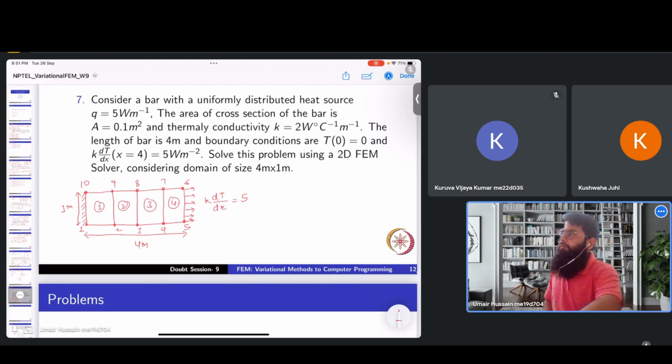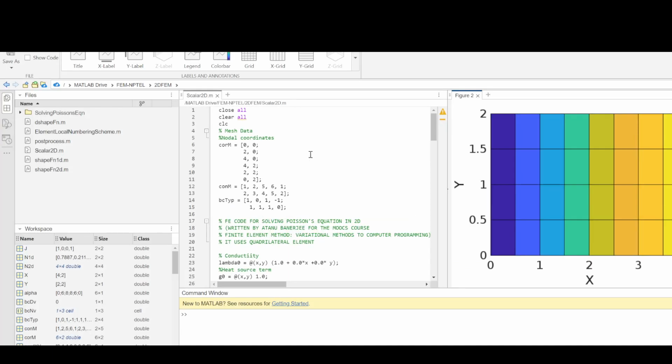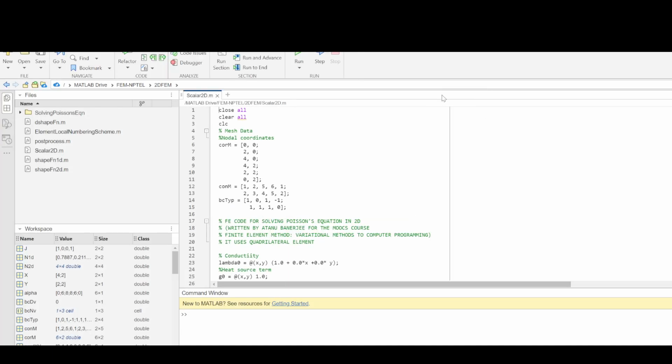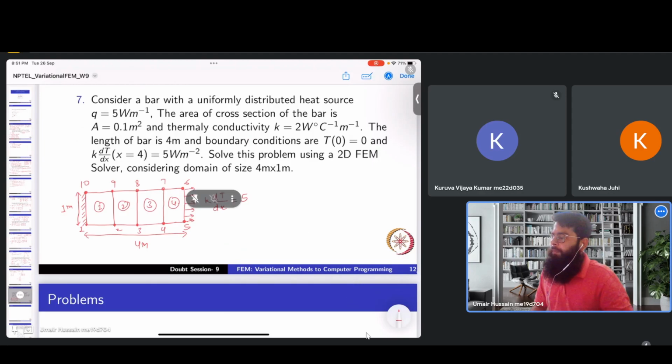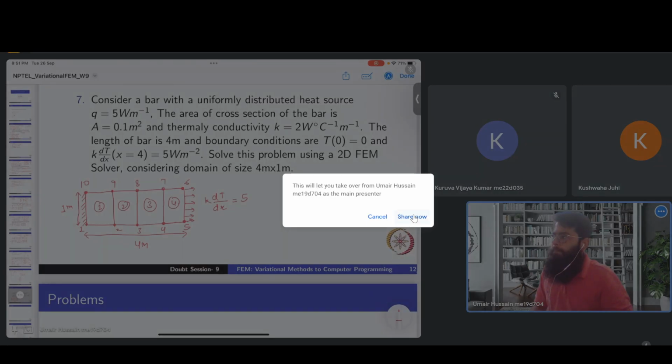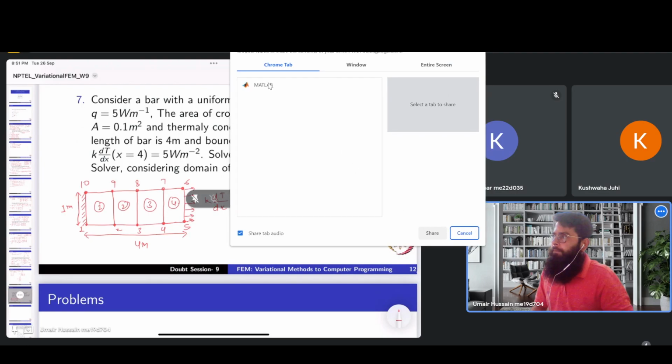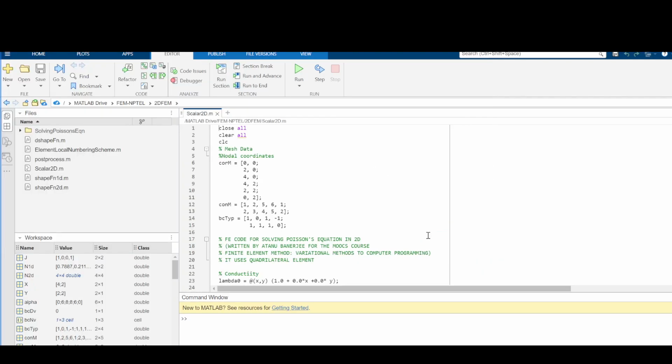Okay, so we'll try to use the MATLAB code for this. Let me share my MATLAB screen. I hope the MATLAB screen is visible. So firstly, we need to define the mesh. We had four elements.